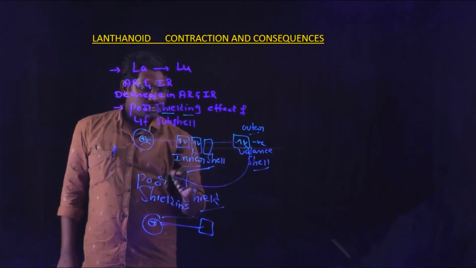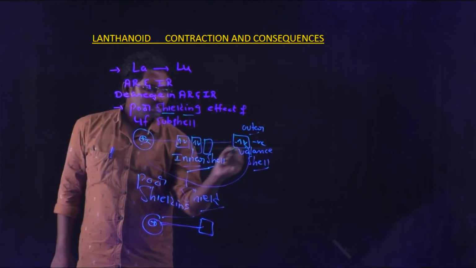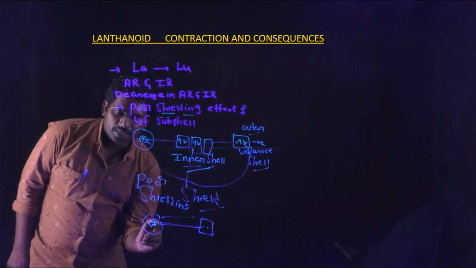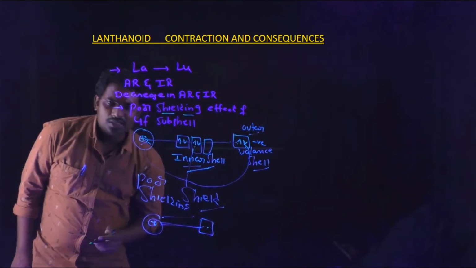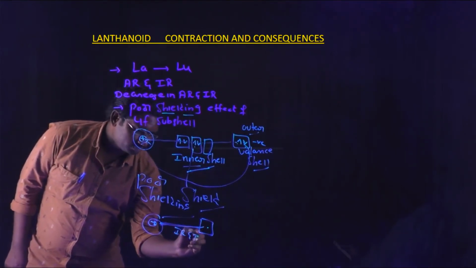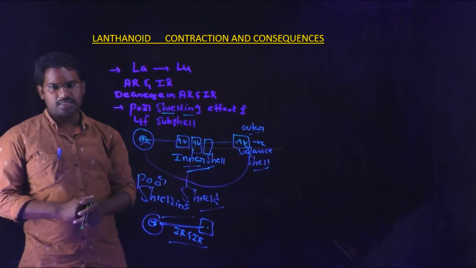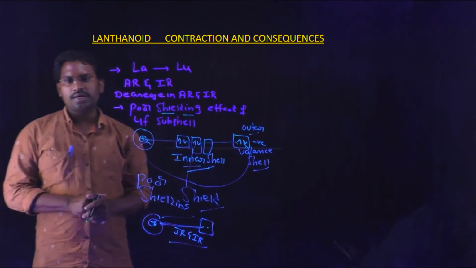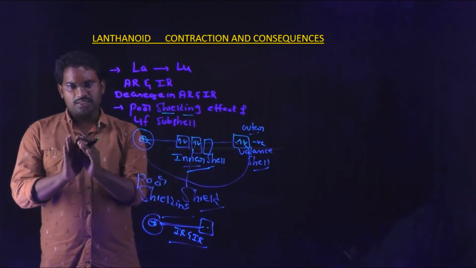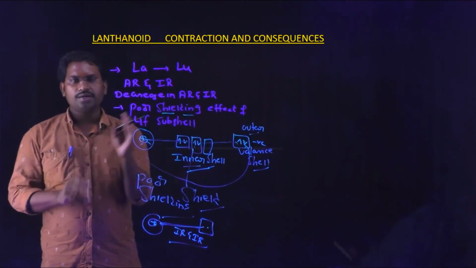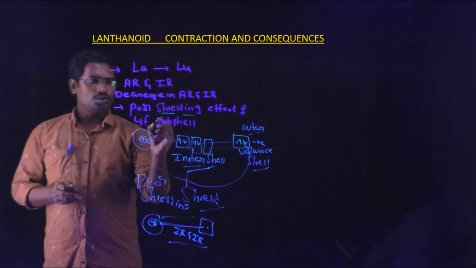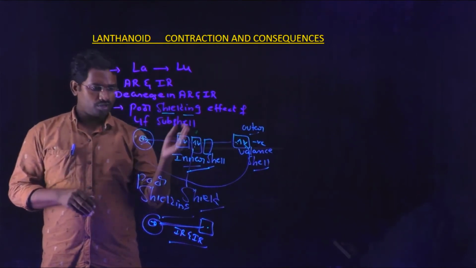Due to the poor shielding effect of these inner shells, the valency shell comes closer to the nucleus by the attraction of the nucleus on valency electrons. Therefore, the atomic radii or ionic radii of the lanthanide elements will decrease. This concept is known as lanthanide contraction. The decrease in the atomic radii and ionic radii of lanthanides is known as lanthanide contraction, due to the poor shielding effect of the 4f subshell.